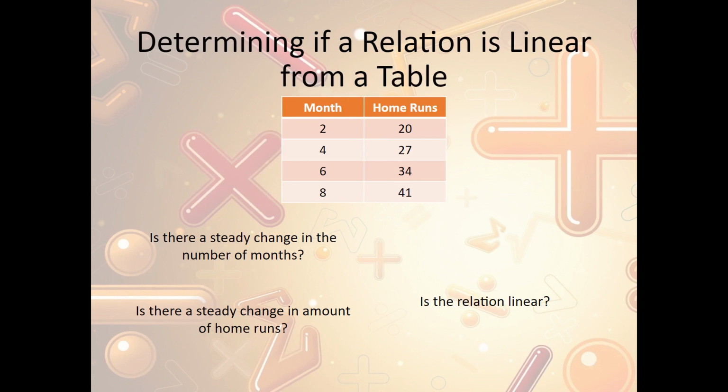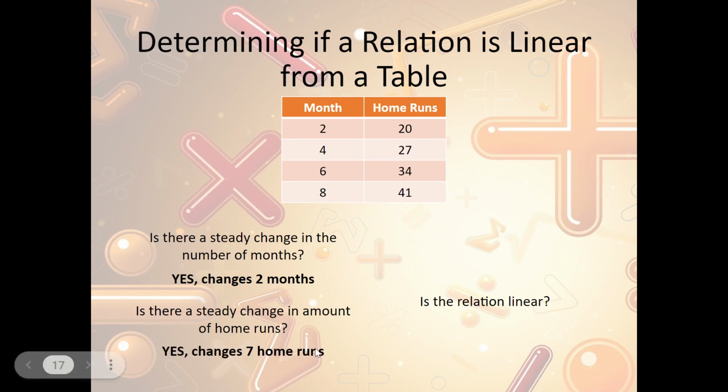Let's look at another example. So we have our months here, and we can see that they are adding by 2 each time. So therefore, yes, there is a consistent change. In this case, we're adding by 7, and then 7 again, and 7 again. So yes, there is a steady change, and it changes by 7 home runs. So therefore, is this linear? Well, we have a consistent change of addition, and we have a consistent change of addition here. So therefore, this is linear.